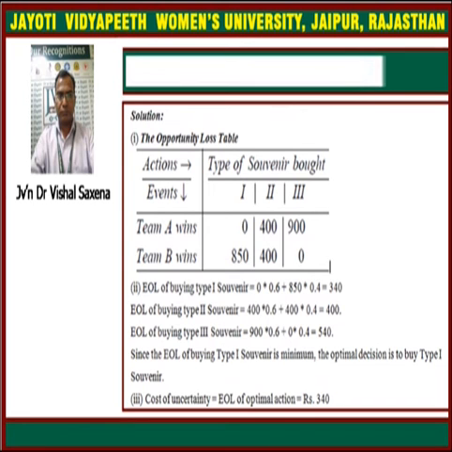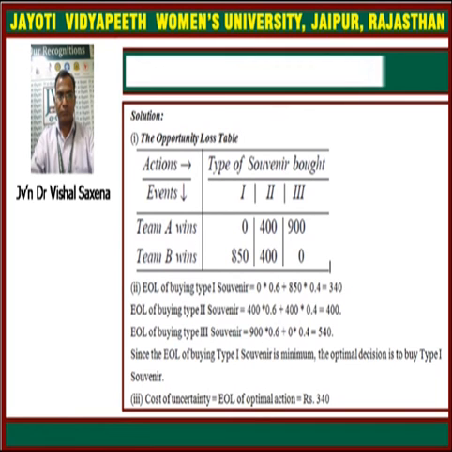In the same way, for the second and third souvenirs, the expected opportunity loss can be determined, and these come to 400 and 540. Since the EOL of buying type 1 souvenir is minimum, the optimal decision is to buy type 1 souvenir, and we can observe that this type 1 is the best optimal decision.